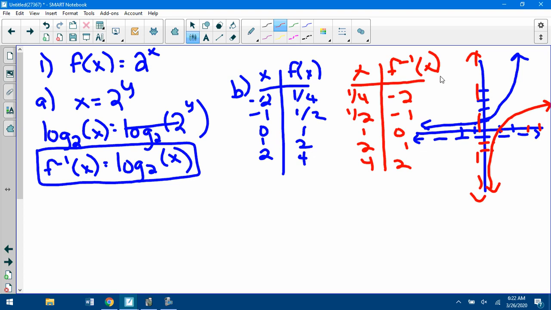And the last step, anytime you graph two things, I don't know if I made a big point of this on the first day of notes, you really do need to label them. If there's more than one graph on the same grid, you have to show which one's which. So label f of x, and then label this f inverse of x.